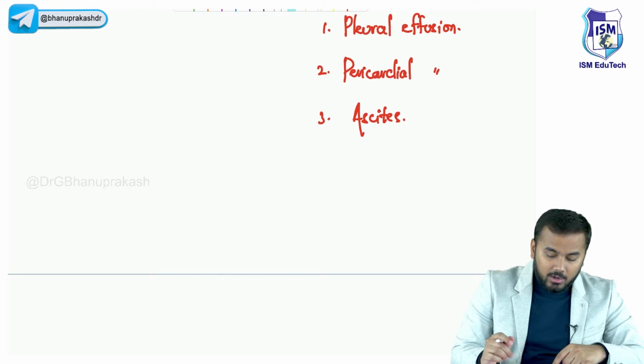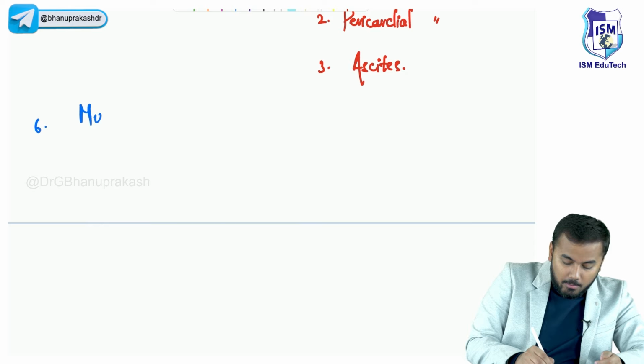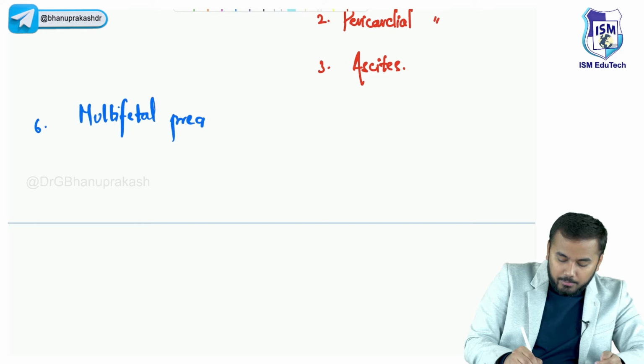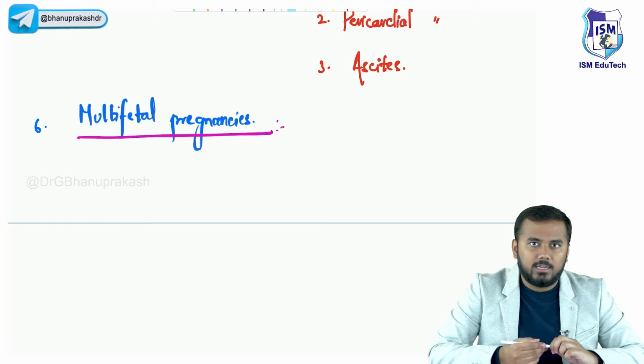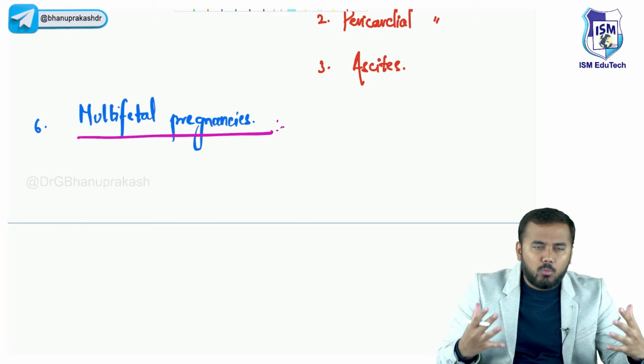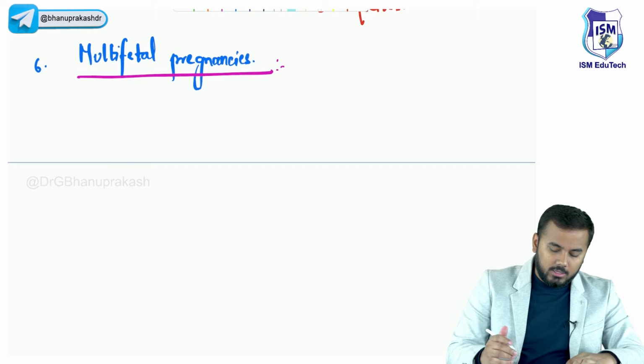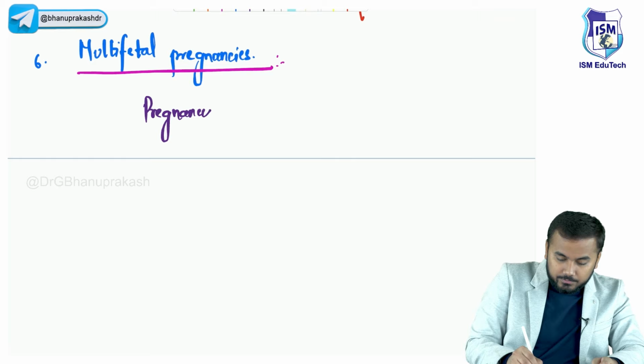Okay? Now, after this, the sixth important thing is multifetal pregnancies. Now what will multifetal pregnancies be? A pregnancy with multiple fetuses, more than one fetus, is called a multifetal pregnancy. Obviously you can relate that if there are more than one fetus within the uterus, there can be a chance of respiratory distress, right?